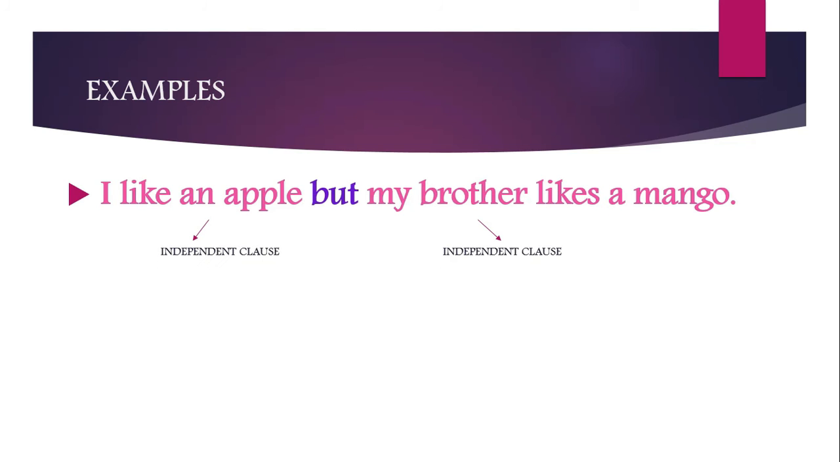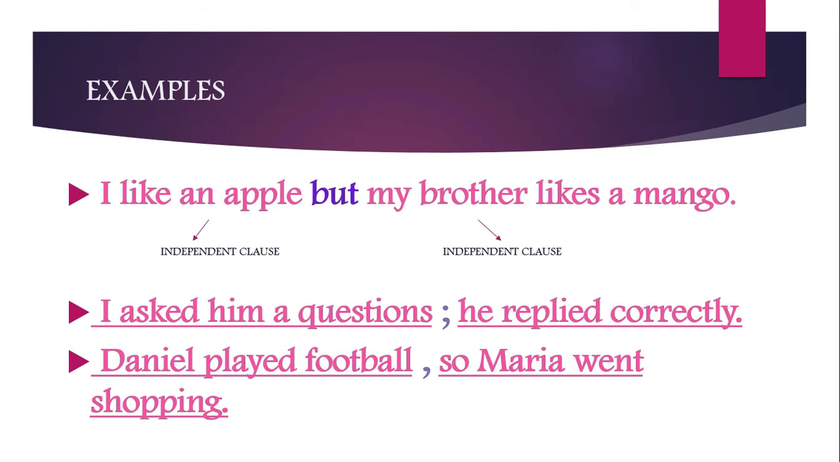For example: I like an apple, but my brother likes a mango. Here, we have two independent clauses, which are I like an apple and my brother likes a mango. The two independent clauses are joined by the coordinating conjunction but. In the next example: I asked him a question; he replied correctly. Here, the two independent clauses are joined by a semicolon. And the last example: Daniel played football, so Maria went shopping. In this example, the two independent clauses are joined by a comma and the conjunction so.